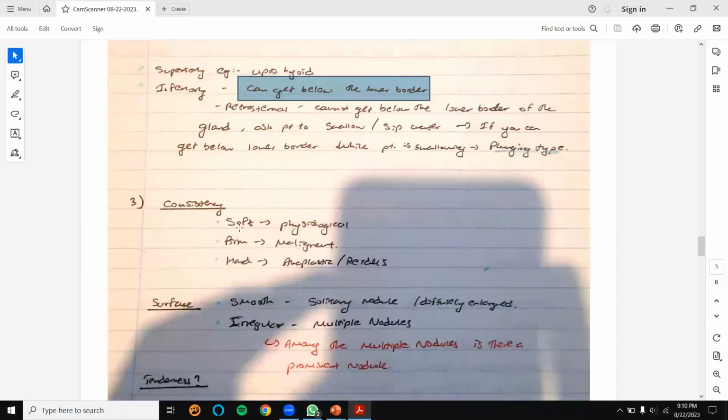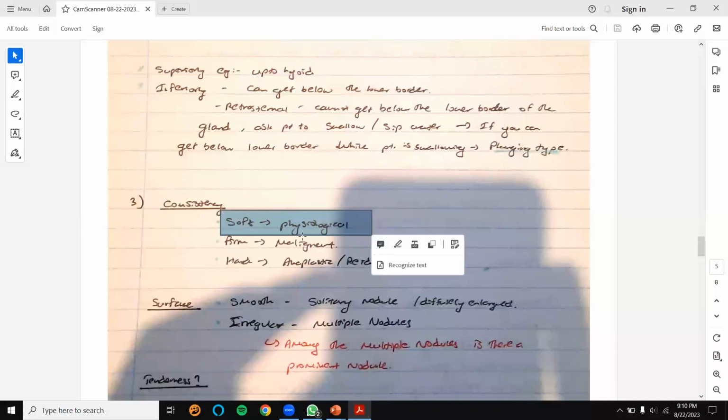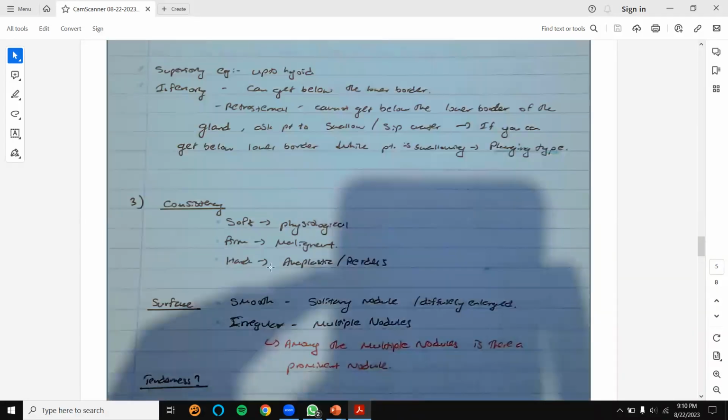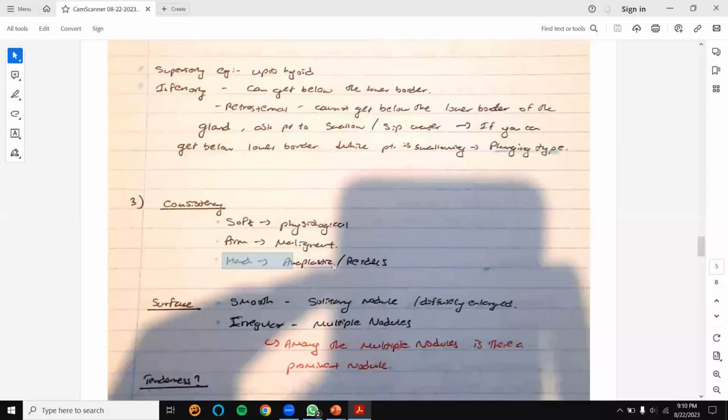Then consistency. Normally, the physiological consistency is soft. Malignancies are firm. Hard, if it's hard, it could be a malignancy, mainly anaplastic carcinoma, and also Riedel's thyroiditis.